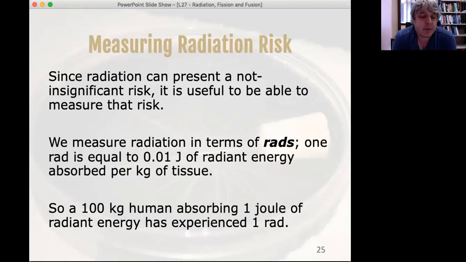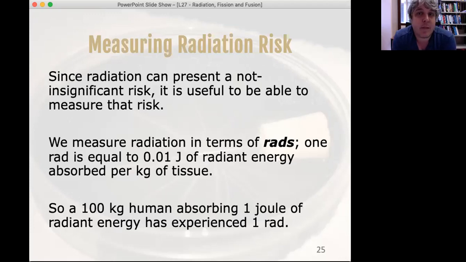So radiation can present a non-insignificant risk. It can be dangerous. As scientists, we like to quantify these sorts of risks. We like to come up with scales and numbers that can represent them so that we can understand when something is a risk and when it isn't. For radiation, we measure the radiation in terms of rads, R-A-D-S, rads. 1 rad is equal to 0.01 joules of radiant energy absorbed per kilogram of tissue. Right, so 0.01 joules, so 1/100th of a joule per kilogram of tissue.